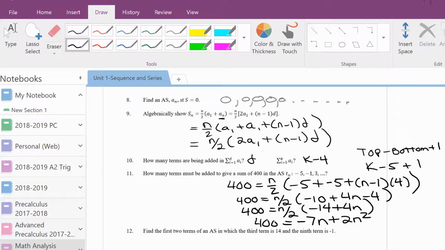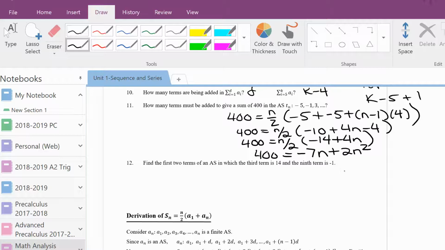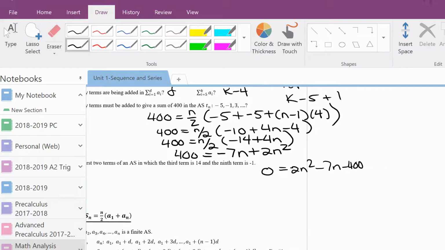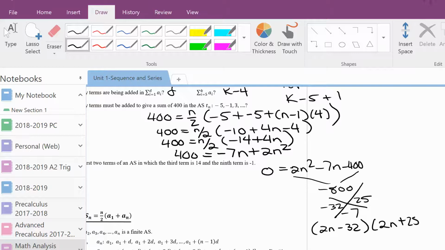So it's a quadratic, so we're going to look to factor. So we get 0 equals 2n squared minus 7n minus 400. And remember, to factor this, you can multiply the first and the last. So the factors are negative 800 that add to negative 7. And they are negative 32 and positive 25. So when we factor, remember that means it's 2n minus 32 because it's 2n squared here, and 2n plus 25 equals 0.